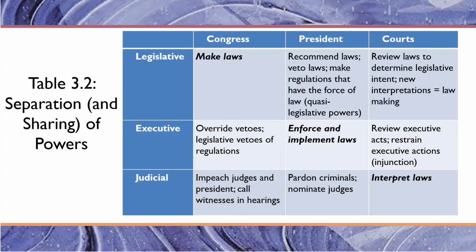I think you can see that this table reflects how the founders wanted the three branches to have a role in each other's business so as to serve as the check and balance that we hear so much about in our fundamental courses on American politics.